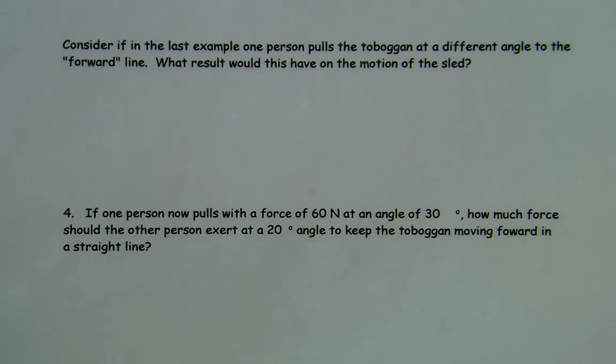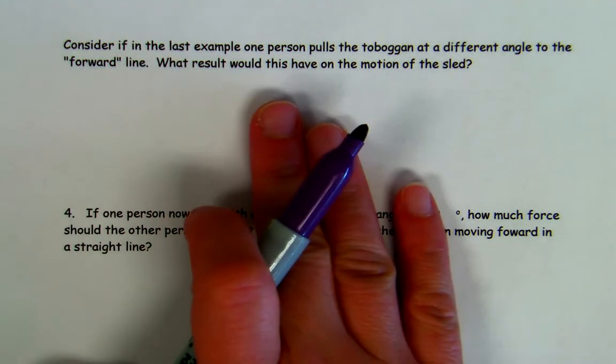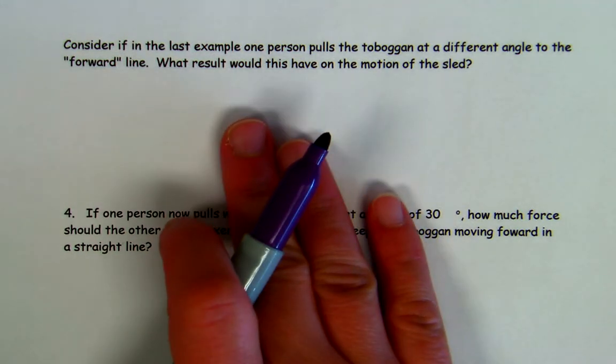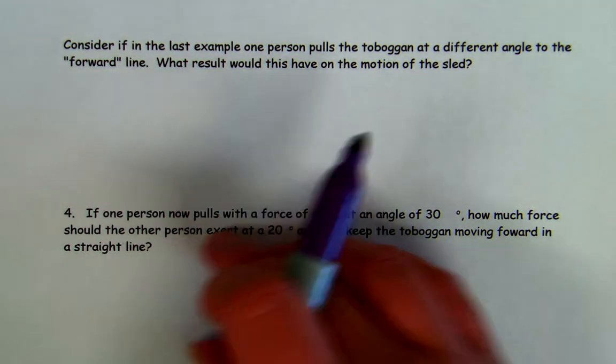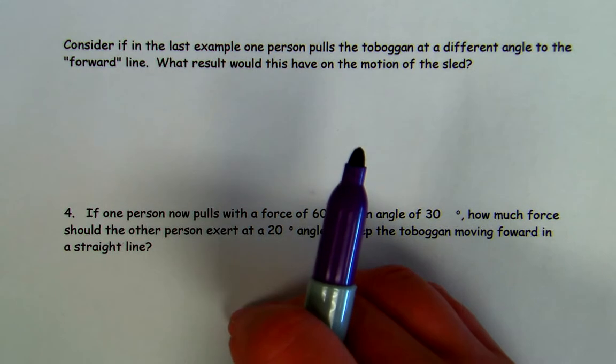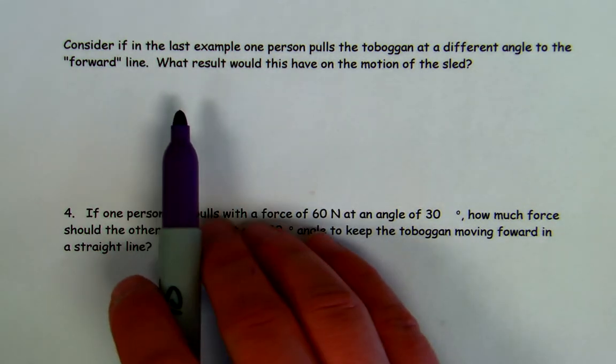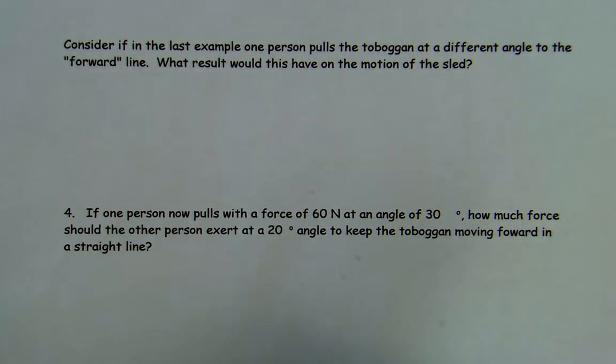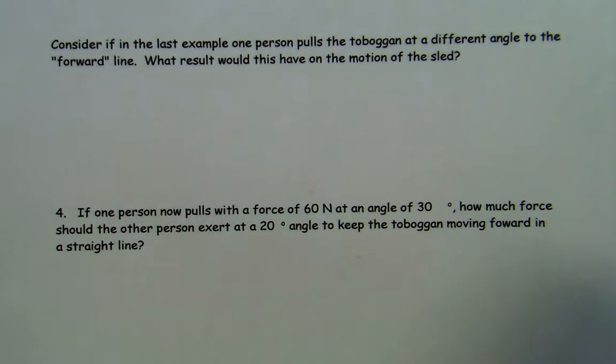I almost forgot the last example in this section, so that's why I had to put a second video on. So let's think about that toboggan example again that we just looked at. Our friends were pulling at the same angle to each other. But what happens if one person changes their angle so their angles aren't the same?